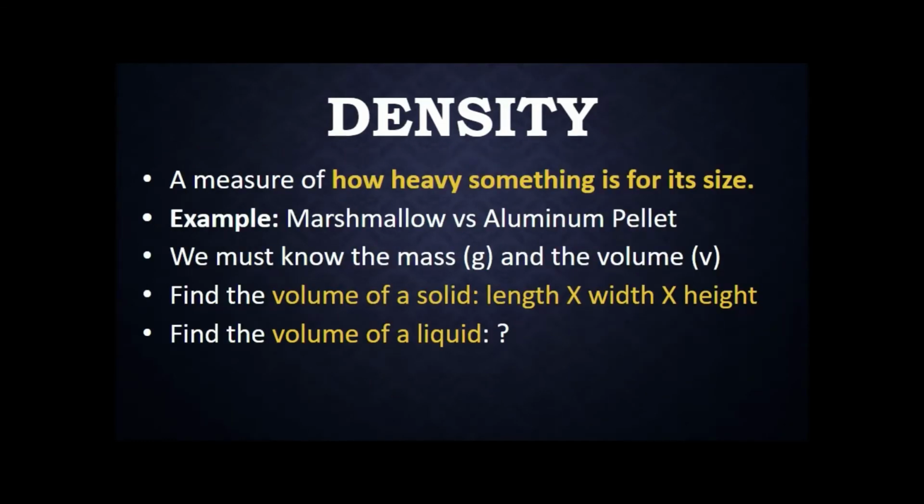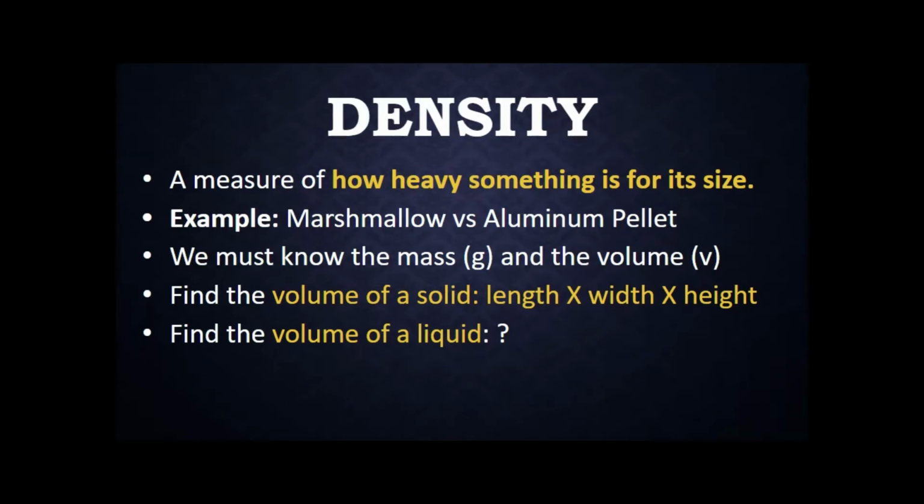So again, density is simply a measure of how heavy something is for its size. Examples of this include marshmallows versus aluminum pellets. Although they might be of similar size, we know that a marshmallow is lighter than an aluminum pellet. Therefore, it is less dense than the pellet. In order to calculate the density, we must know both the mass and the volume of an object. If you remember back to your math classes, the formula to find the volume of a solid is length times width times height.